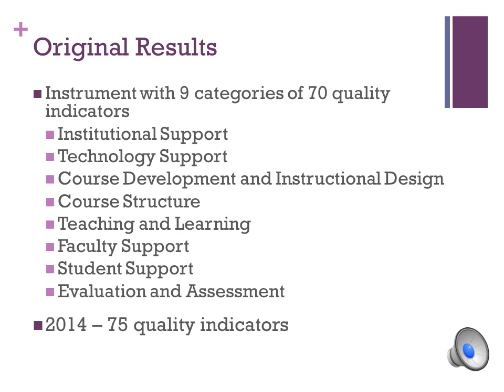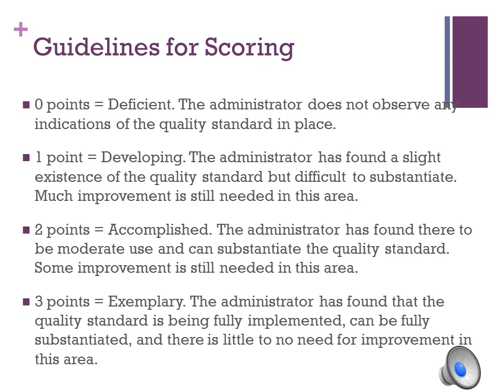In 2014, we updated the scorecard, and now there are 75 quality indicators. The panel also agreed on guidelines for scoring. 0 points equals deficient. The administrator does not observe any indications of the quality standard in place. 1 point equals developing. The administrator has found a slight existence of the quality standard, but it is difficult to substantiate. Much improvement is still needed in this area.